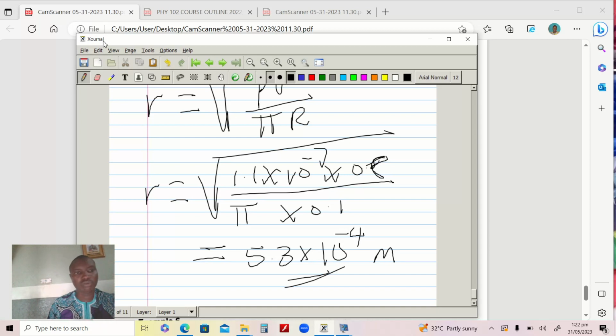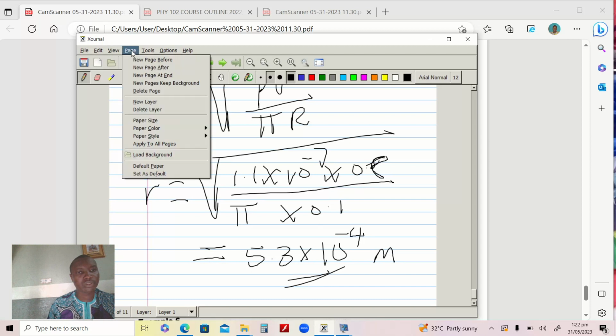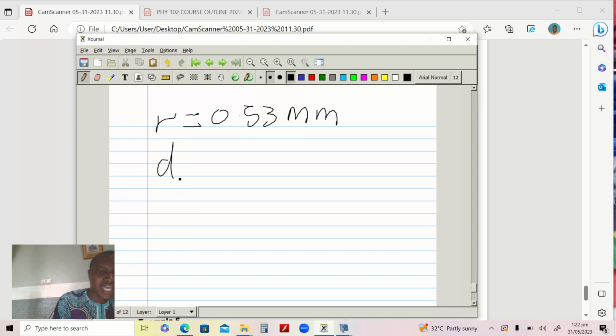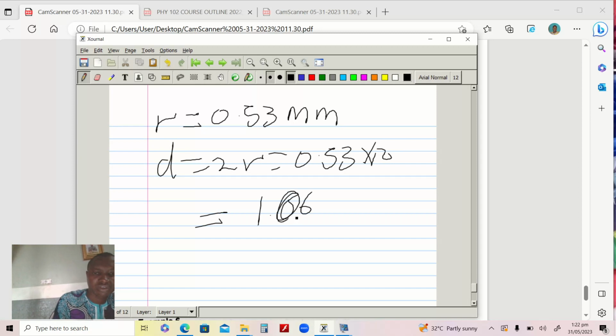And let me get one more page. Okay. So this is what we have here. Then definitely our r now is equal to 0.53 millimeters, if we convert from meters to millimeters. Then our diameter D is equal to 2r, which is 0.53 times 2, so we have 1.06 millimeters. That's what we have at the end of the day.